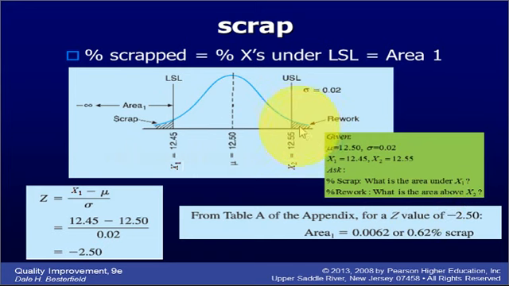So to find the area under x1, you first need to compute the standardized normal value associated with x1, given this mu and sigma, right? So this z equals minus 2.50. And then from table A, you can find the area below the z value, and that is the same as the area under x1. So that is 0.62% of the scrapped products.